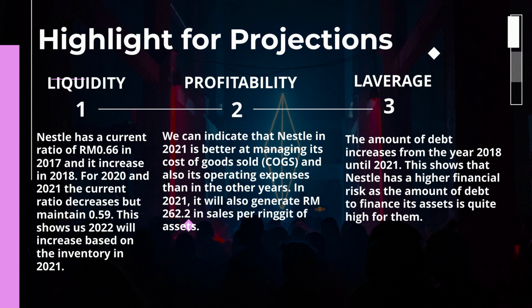Lastly, for the leverage, the amount of debt increased from the year 2018 until 2021. This shows that Nestle has a higher financial risk as the amount of debt to finance its assets is quite high for them. From that, we can forecast that in the next year, 2022, Nestle will not do better because Nestle will still have a higher amount of debt based on the amount of debt they have.